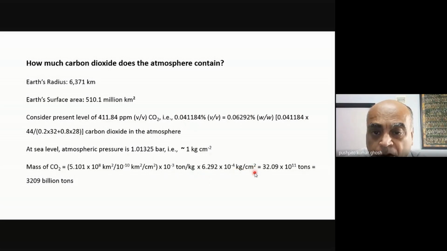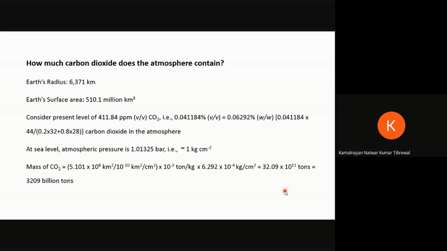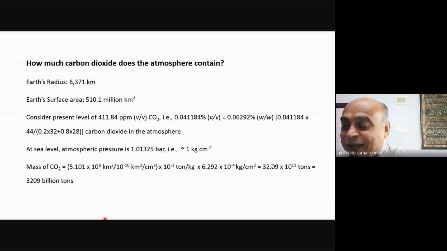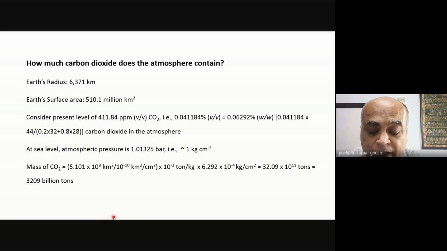That's what I have, because that's the amount of this. So if you multiply this out, just see whether you get this figure or not. All of you have understood, and you can see that the atmosphere contains 3209 billion tons of carbon dioxide. So we have arrived at a profound number.